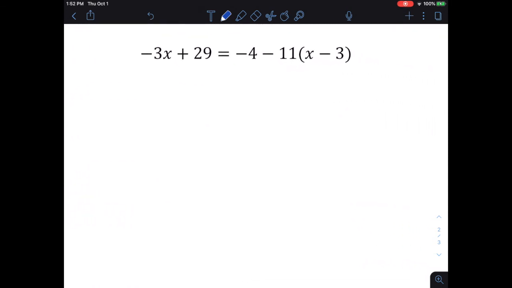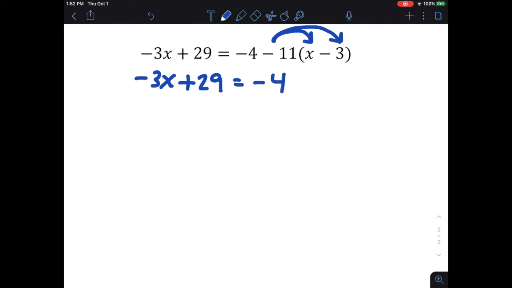So now in this case, again, we can look at it and see, hey, I've got a -3x plus 29 on the left-hand side, but I really have no idea what's on the right-hand side. So I need to do a little simplifying before I try to determine whether or not this has no solution, infinite solutions, or x equals 0. So I'm going to distribute that -11 to both of those. So I'm just going to write down my left-hand side here.